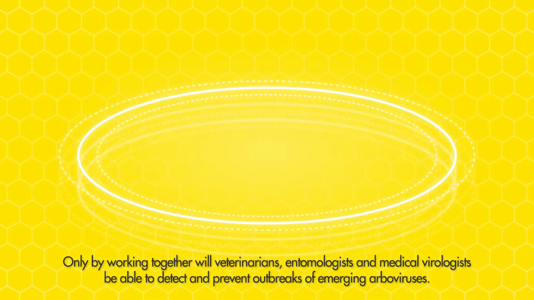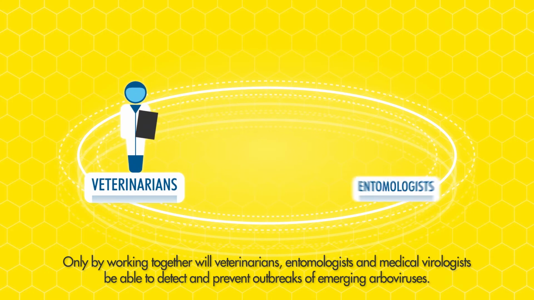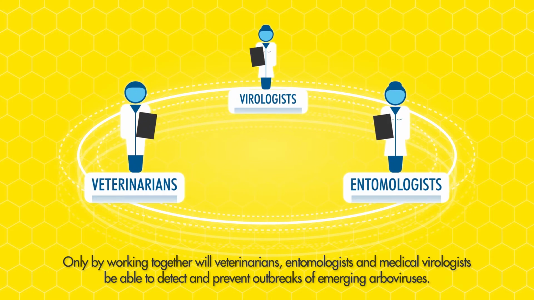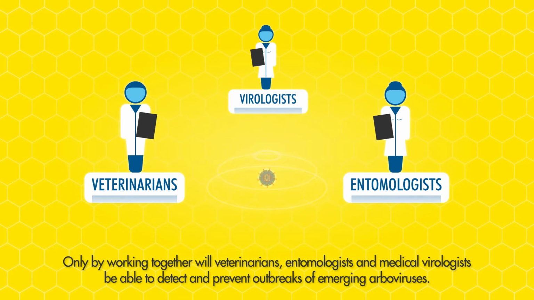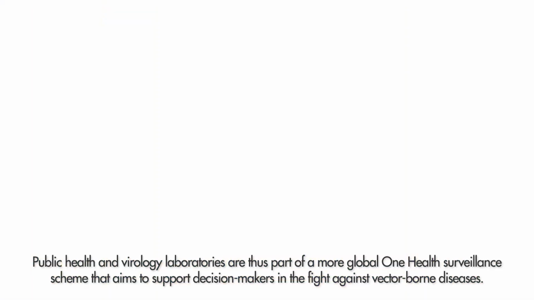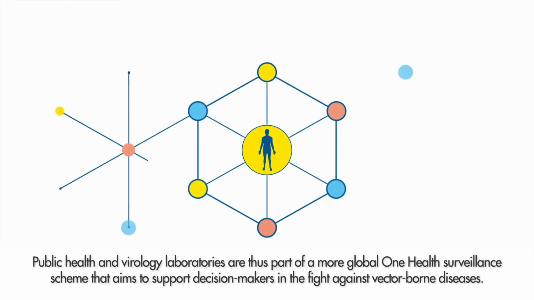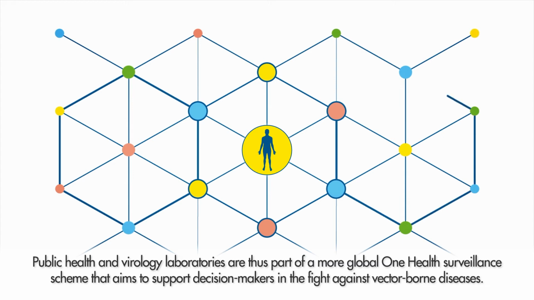Only by working together will veterinarians, entomologists, and medical virologists be able to detect and prevent outbreaks of emerging arboviruses. Public health and virology laboratories are thus part of a more global One Health surveillance scheme that aims to support decision-makers in the fight against vector-borne diseases.